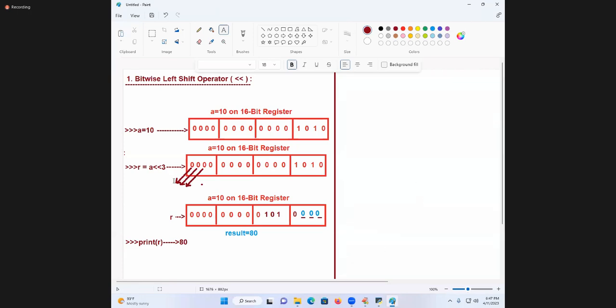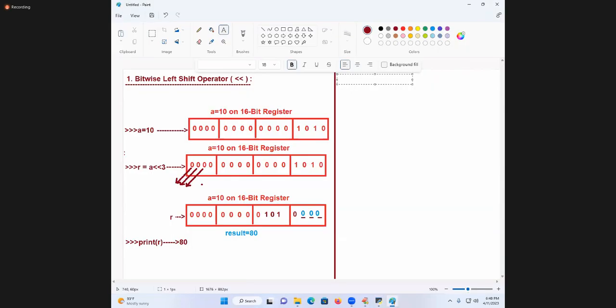Now I am explaining the formula today. If you go for a written test, how to answer it so quickly? Let us go to the Python environment now. A is equal to 10. R is equal to A double less than 3. Print of R. What is the answer? 80.